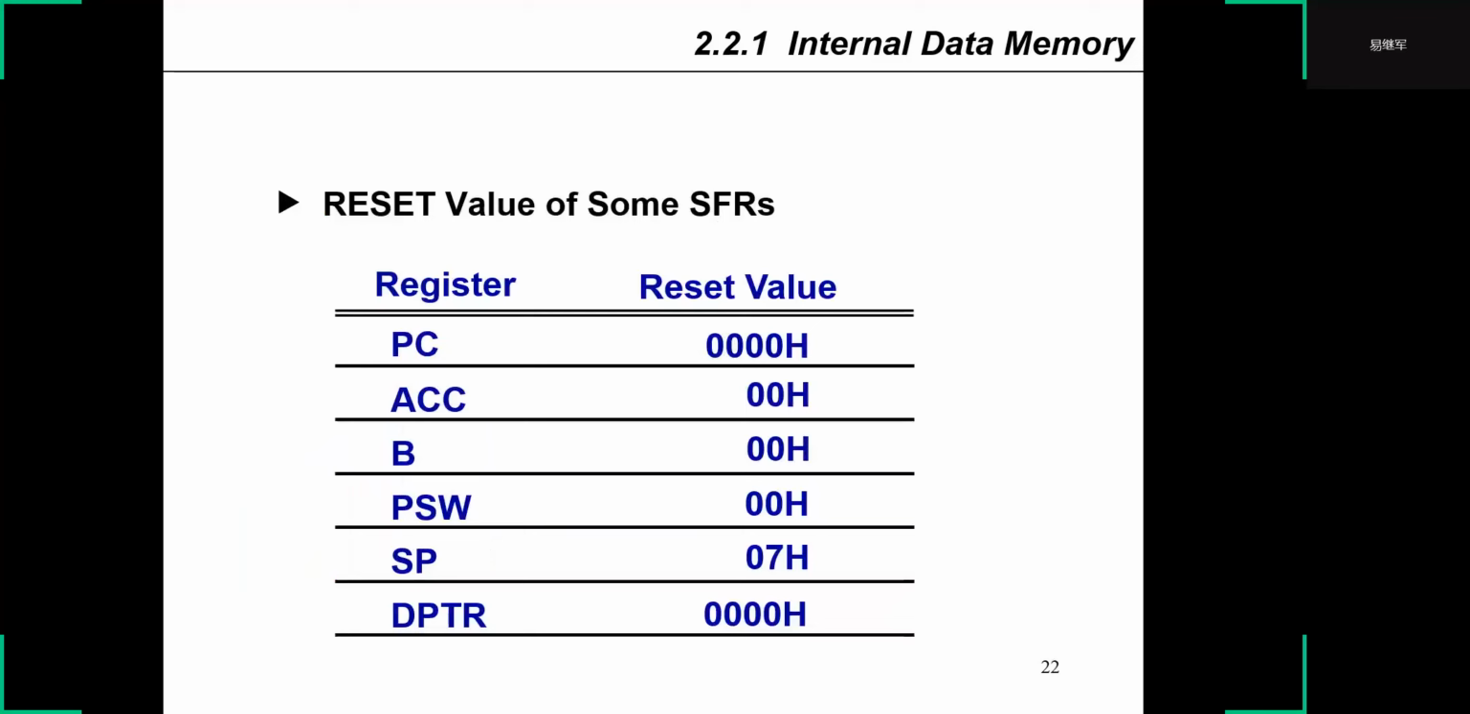When we reset the microcontroller, this is the default status for the SFRs. We can see most of them are 0, but the stack pointer is 07H. Others are 0.